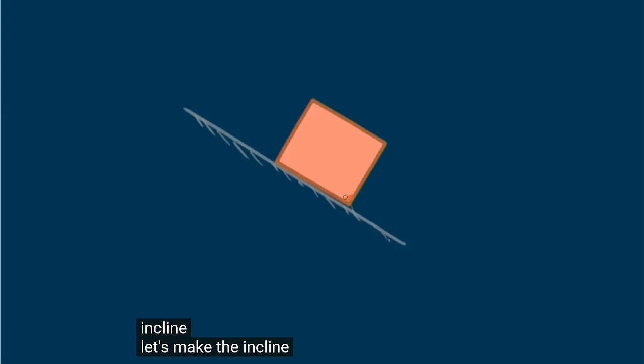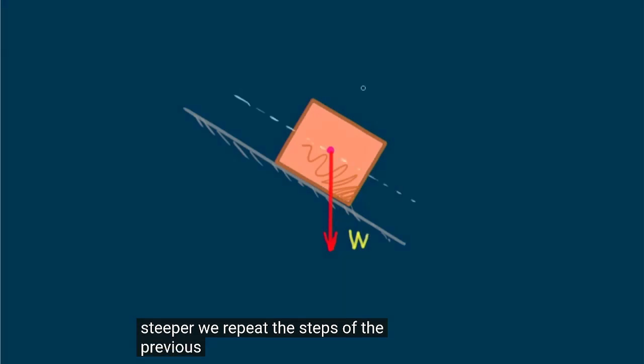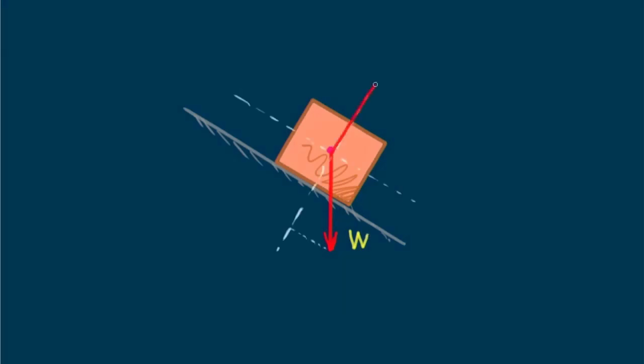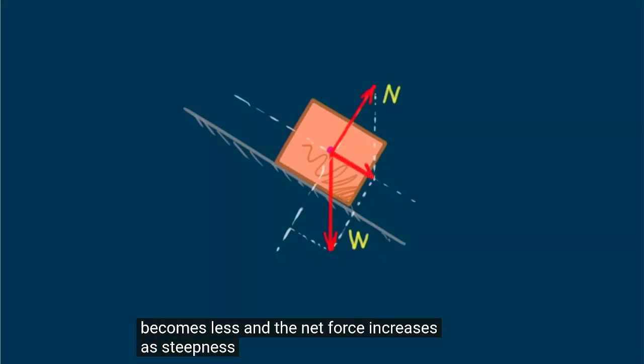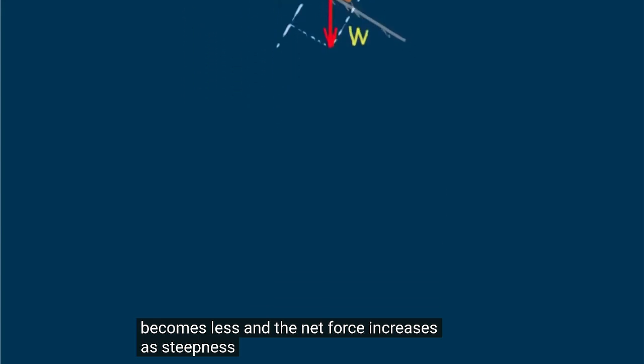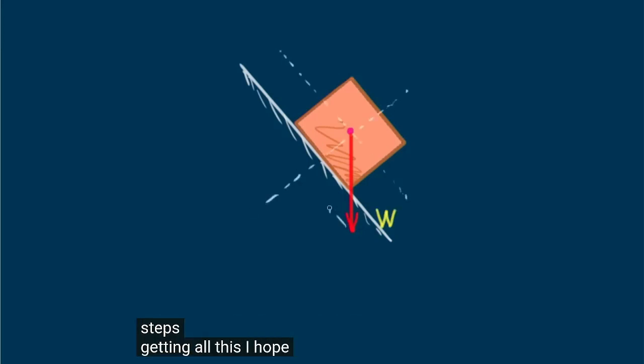Let's make the incline a bit steeper. We repeat the steps of the previous incline. Note that the magnitude of N becomes less and the net force increases as steepness increases. Let's look at an even steeper incline. Again, we repeat our previous steps. Getting all this? I hope so.